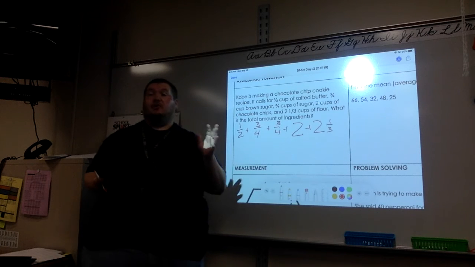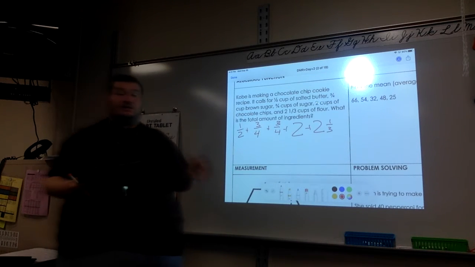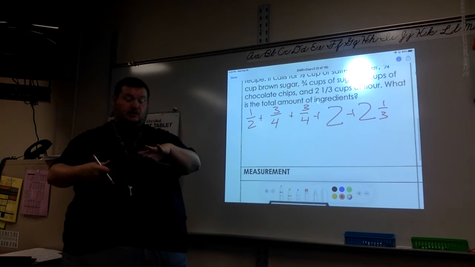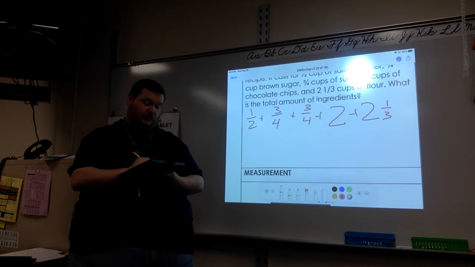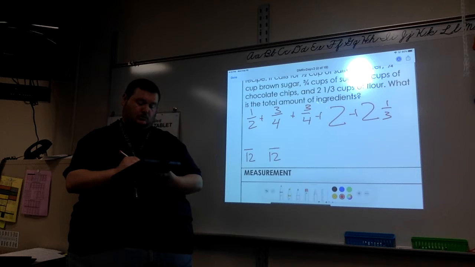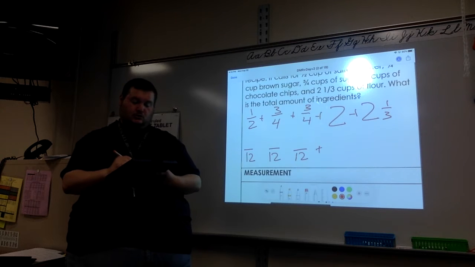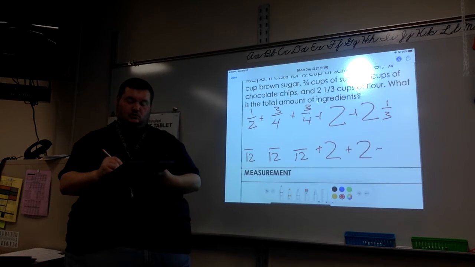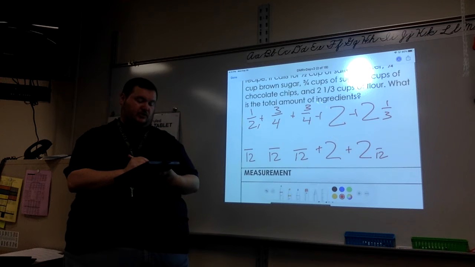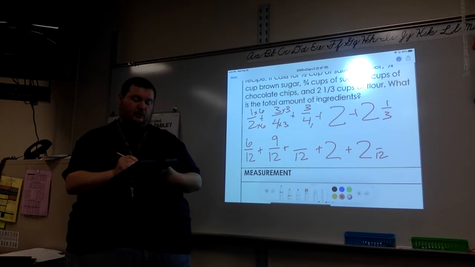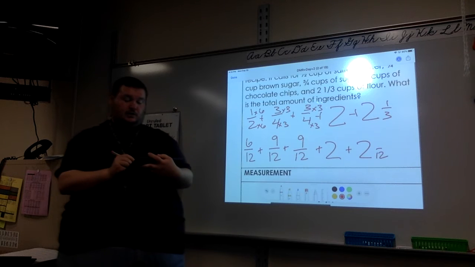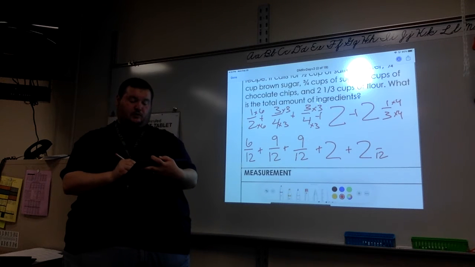Well, what number can I multiply 2, 4, and 3 by to get the same bottom number? It's going to be getting the bottom number to be 12. So I'm going to go ahead and write that. All right, 2 times 6 is 12, so 1 times 6 is 6. 4 times 3 is 12, and 3 times 3 is 9. 4 times 3 is 12, 3 times 3 is 9. We leave the 2 alone. 3 times 4 is 12, 1 times 4 is 4.